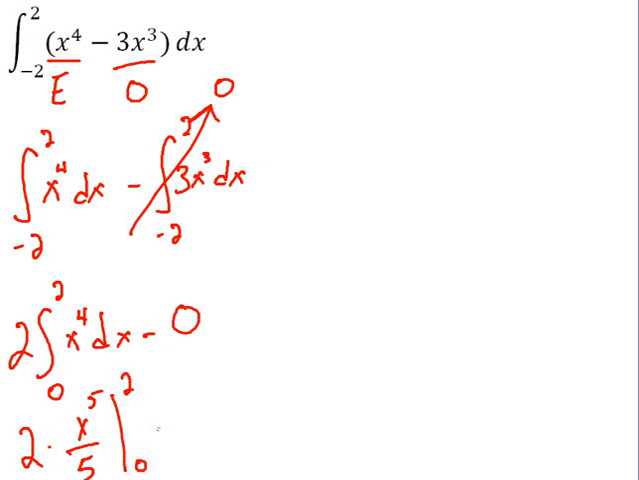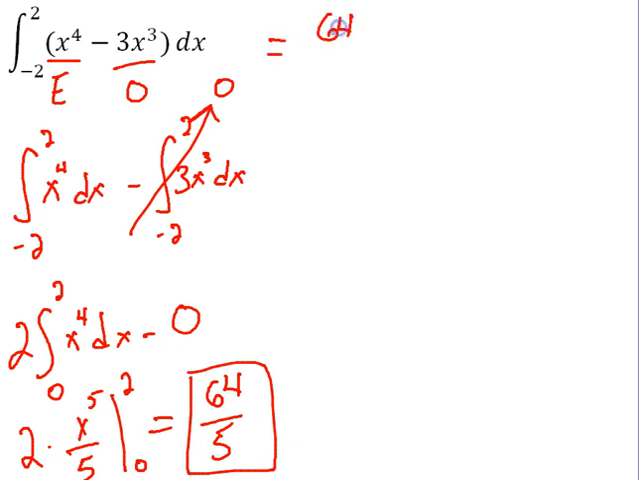We could still evaluate this from negative 2 to 2, it just takes a little more computation. Evaluating from 0 to 2, we plug in 2 to the fifth, which is 32, and multiply by 2 to get 64, so we get 64 over 5. So this entire integral is 64 over 5. We're going to use those properties to help us simplify a few things.